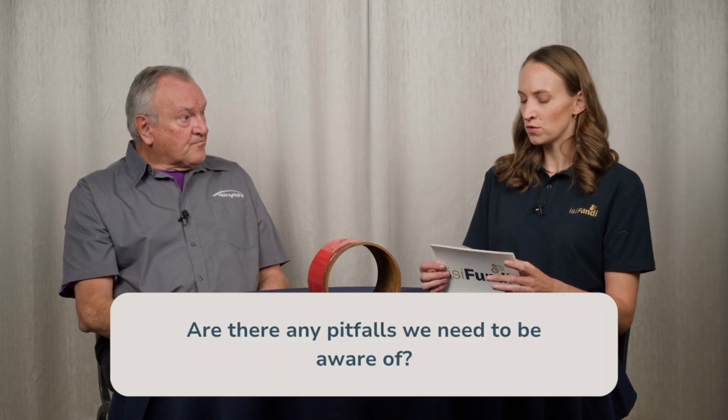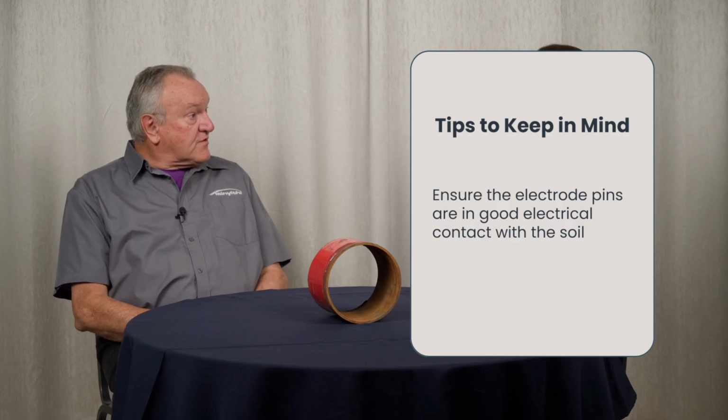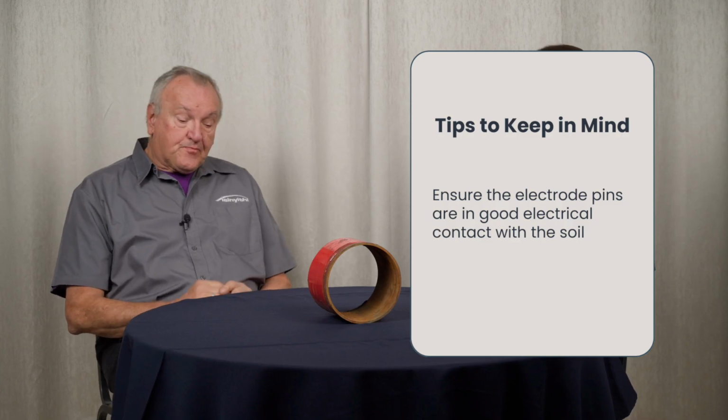Yeah. Now, placing 4 pins in the ground doesn't seem too complex. Are there any pitfalls we need to be aware of? So yes, there are a few things that we need to be careful of. Firstly, you need to make sure that the pins are in good electrical contact with the soil. And often we need to wet the pin just to get the good local contact. Yes. You don't want to affect the overall characteristic of the soil, but you do need to make sure you've got good contact.